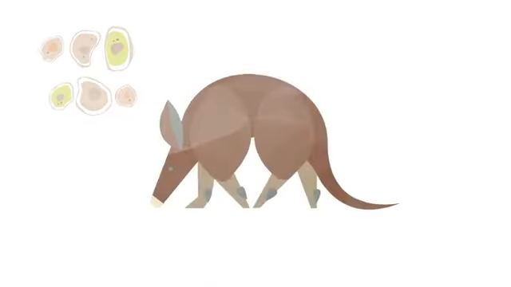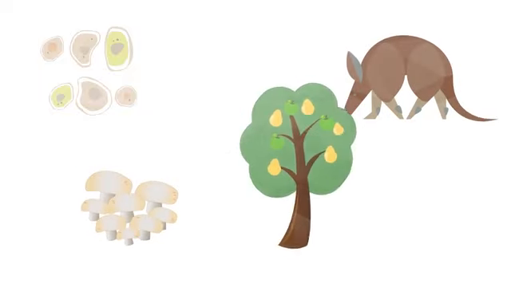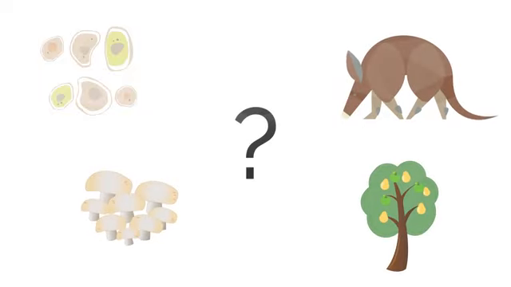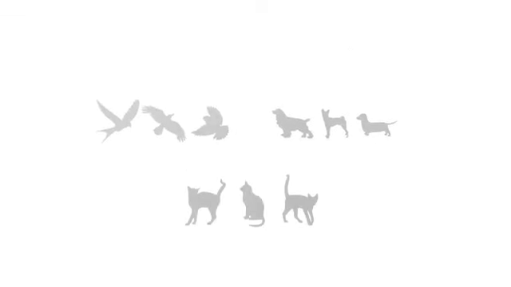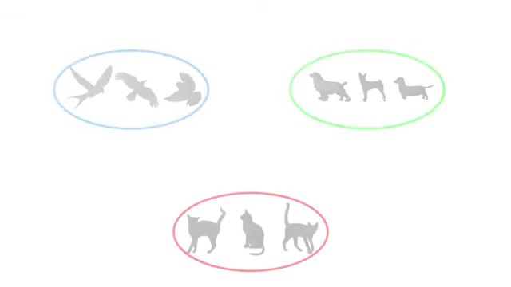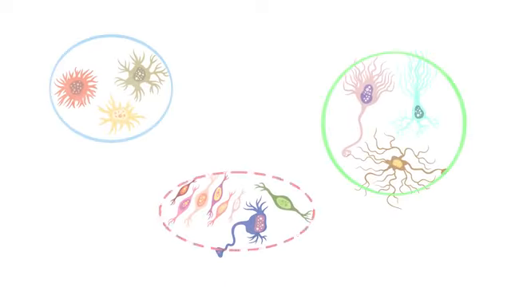From amoebas to aardvarks and fungus to fruit trees, what does it mean to classify organisms? Why do we do it, and how is it done? Classifying anything simply means to put it into a group. In terms of biological classification, organisms are classified or grouped with other organisms that they are most closely related to.